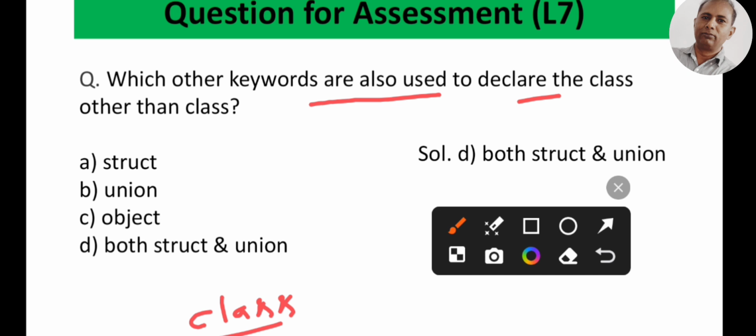Then we are having the options struct, union, object, both struct and union. I would like to say that C++ is derived from the C language, and I have also told you that whatever we have seen in structure and union in C, approximately similar is in class in C++. So in place of the class keyword, we can use the struct and union keywords also to make the class in C++. So option D should be the correct answer for this question.